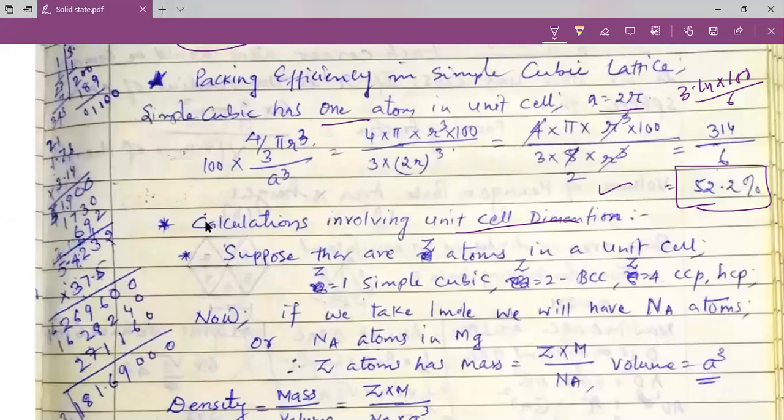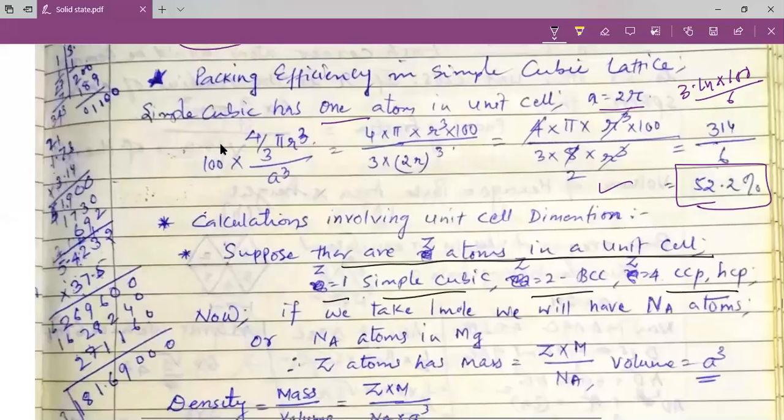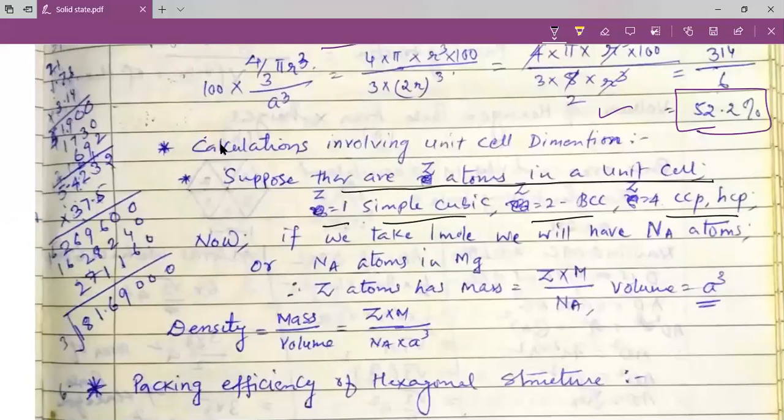So let us understand the various dimensions which are involved in the calculations. Let us pay attention and study them one by one. See, for different calculations, I have done the multiplication also for you, my dear students, whenever it is needed. Suppose there are Z atoms in a unit cell, then Z is equal to 1 for a simple cubic cell. When Z is equal to 2, it is a body-centered unit cell. And when Z is equal to 4, it is face-centered cubic close packing, or hexagonal close packing, or we can even call it a face-centered cubic cell.